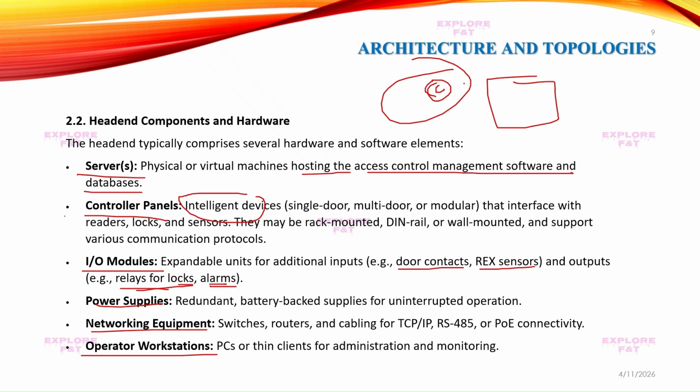Networking equipment: switches, routers, and cabling for TCP/IP, RS485, or PoE connectivity. Operator workstations: PCs or thin clients for administration and monitoring purposes. So these are the head-end components. Now, next one.